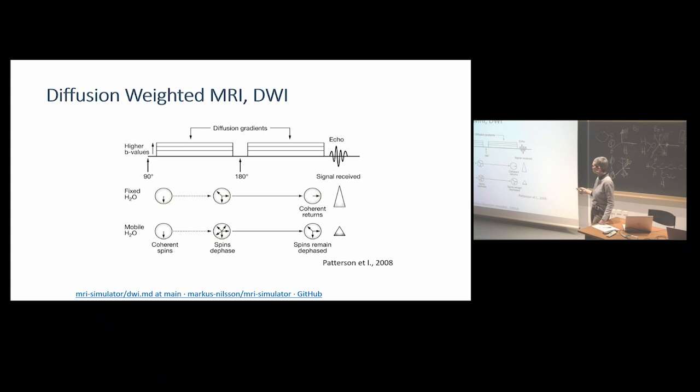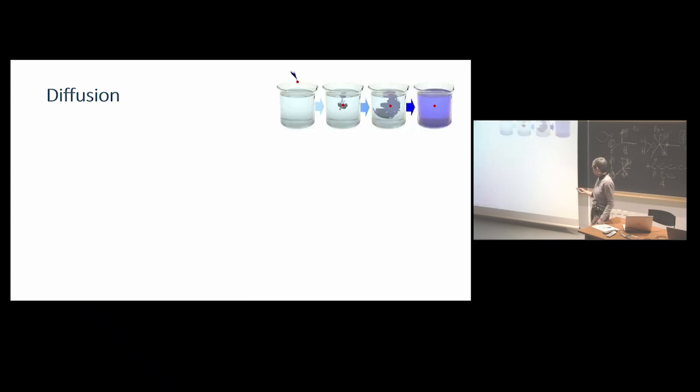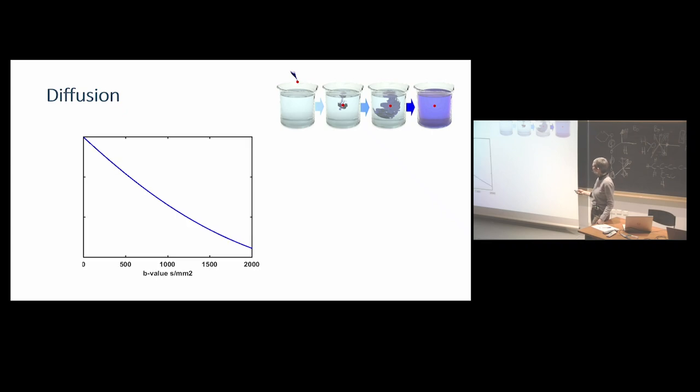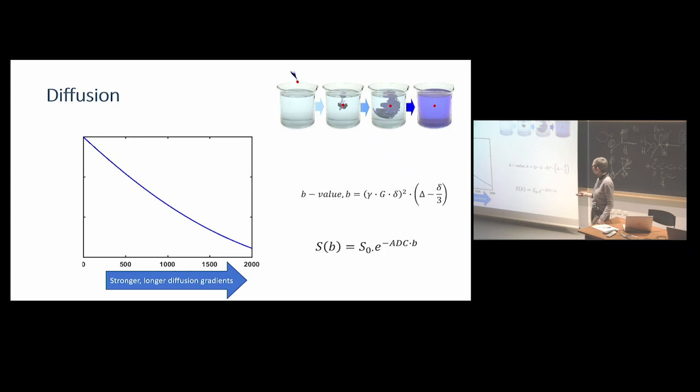So this works very well because we will keep our signal unchanged if the water didn't move in between the two gradients. But if they actually moved, we will not be able to refocus the signal again. So we have less signal due to diffusion. And this is the diffusion phenomenon, and the signal simply decays monoexponentially as we increase the strength and the duration of these diffusion sensitizing gradients.